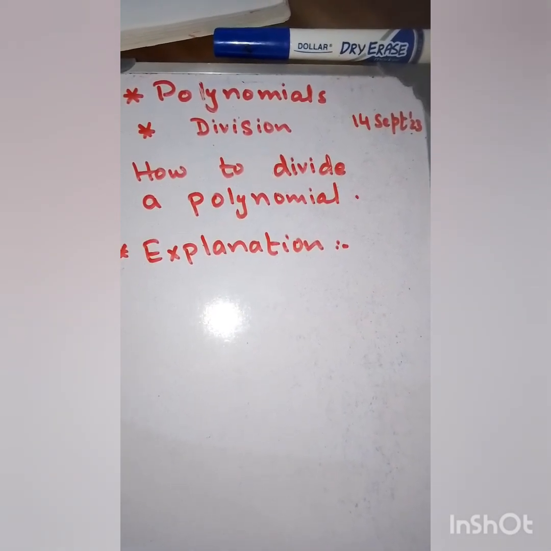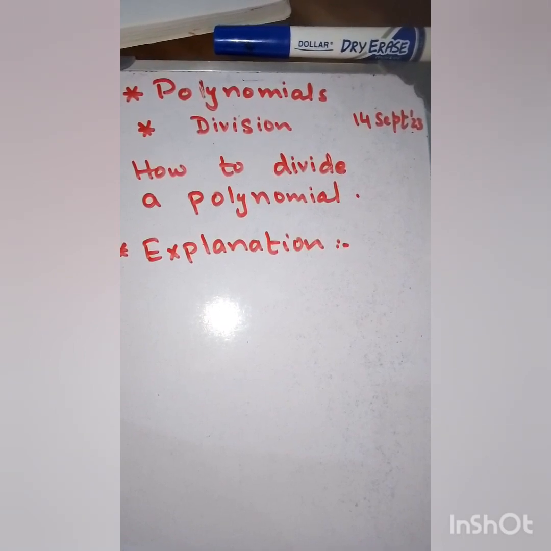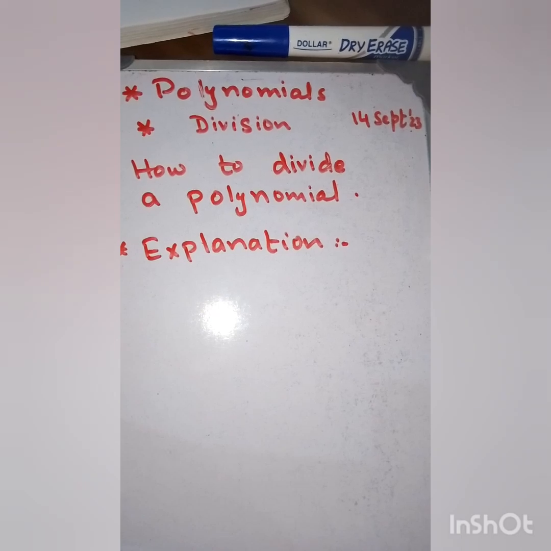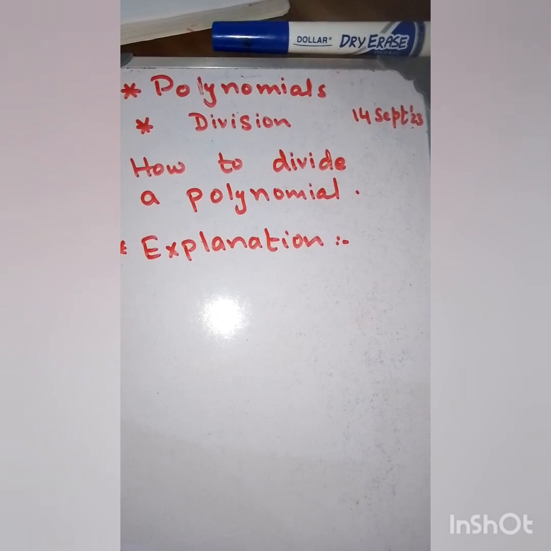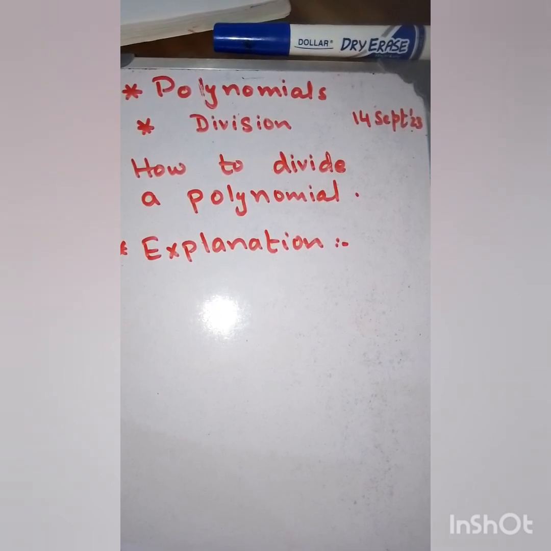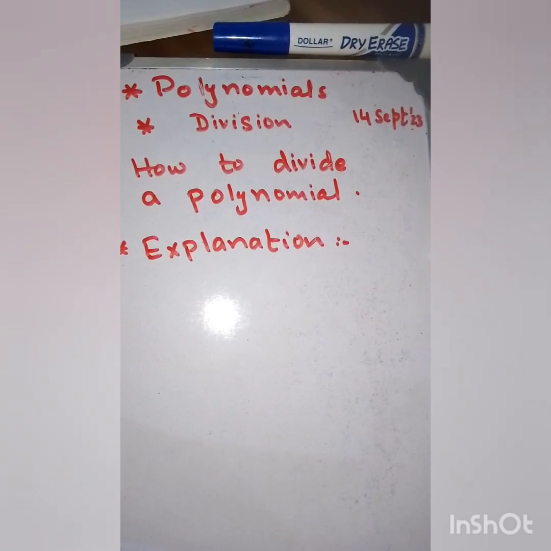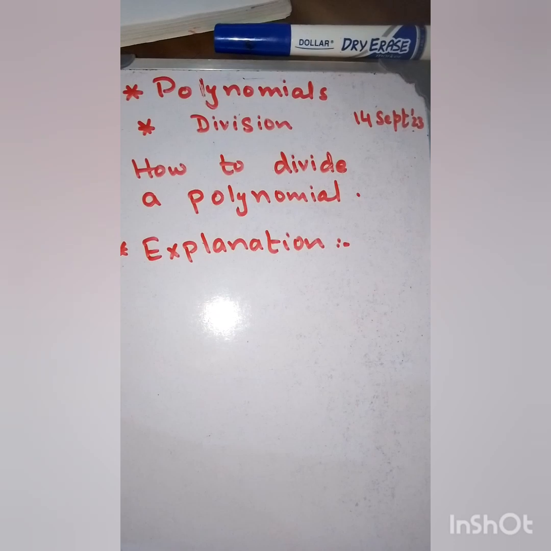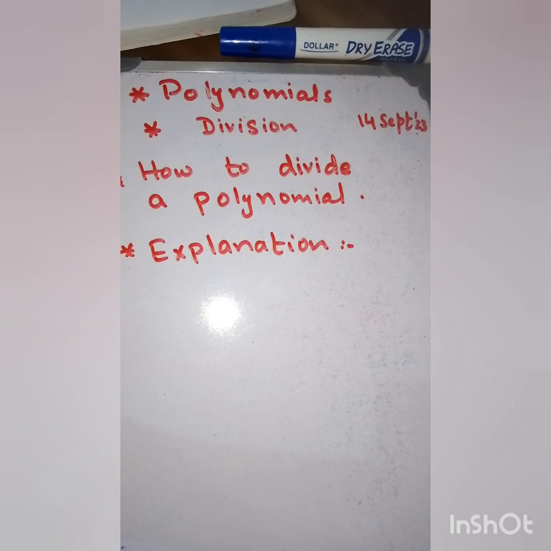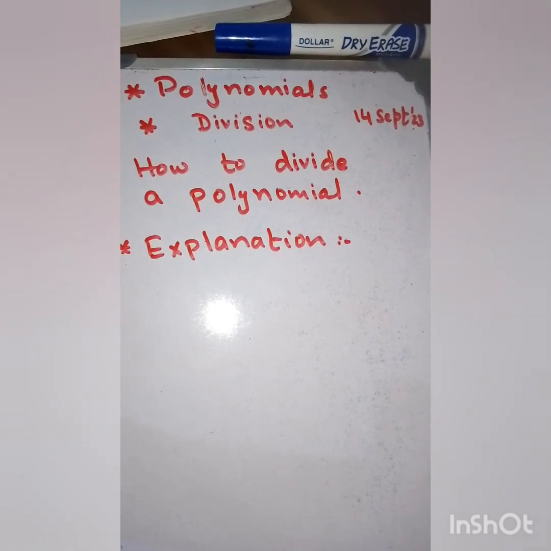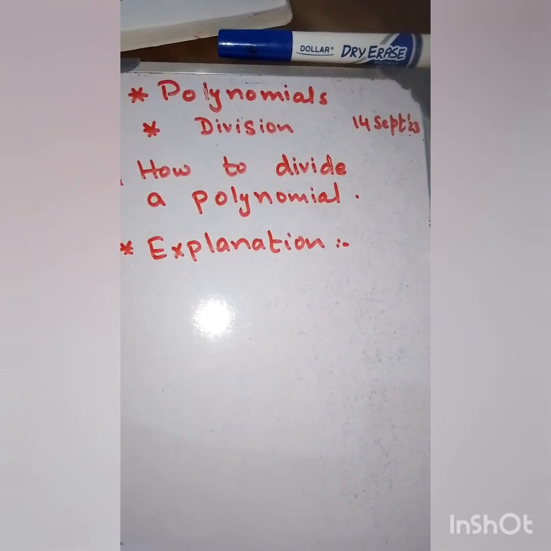First step is to divide the first term of the dividend by the first term of the divisor, and then we multiply the result with the divisor. Then in the end, subtract the result from the dividend and find the remainder. The last step will be repeating the whole process till we get the exponent of the dividend which is less than that of the divisor. These are the steps we are going to use in the very same question. Let's begin with the example.